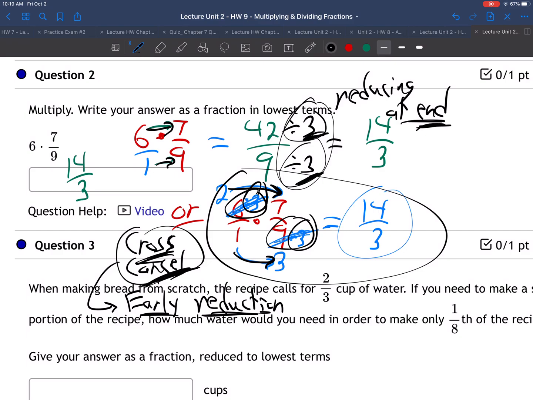I never got that 42 anywhere because I first canceled the 6 out, dividing the 6 and the 9 by 3. So early reduction, called cross-canceling, is a little nicer, keeps the numbers smaller. But I want you to see it's nothing magical. Cross-canceling is just reducing early instead of reducing late. Either way, it'll work 14/3.